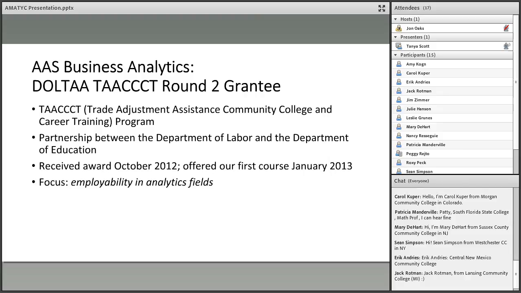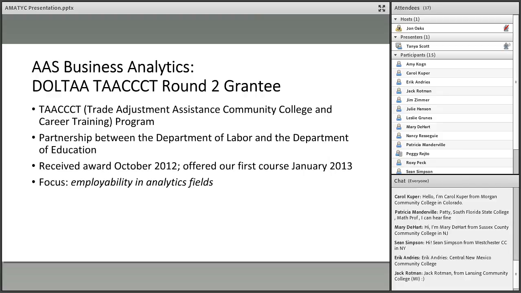We received a DOL TAA grant in 2013. Actually, October of 2012, if you want to be specific. So we're in our last year now of the grant. We were awarded $2.9 million to assist us in implementing the degree. We're in the third year now officially of the degree program. And that was received in partnership with the Department of Labor and the Department of Education. We offered our first course in January of 2013.